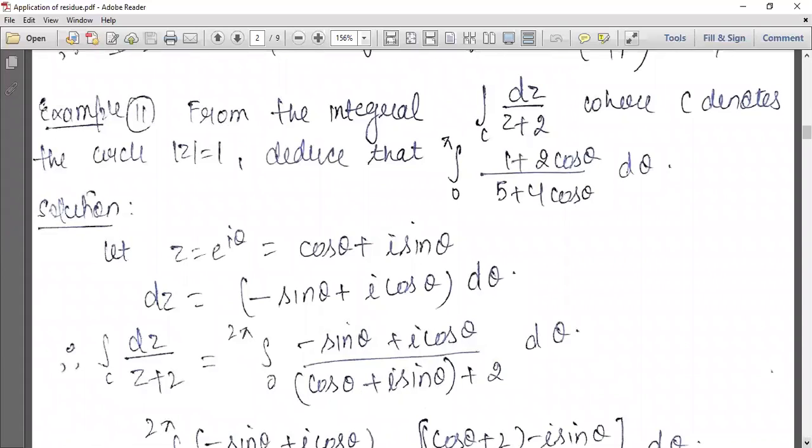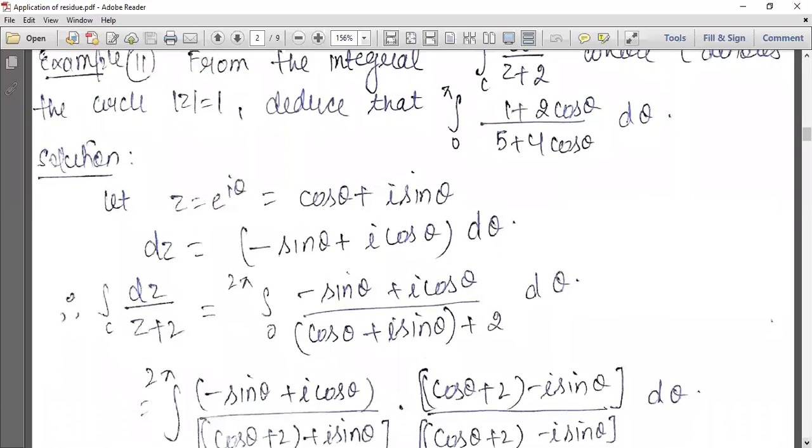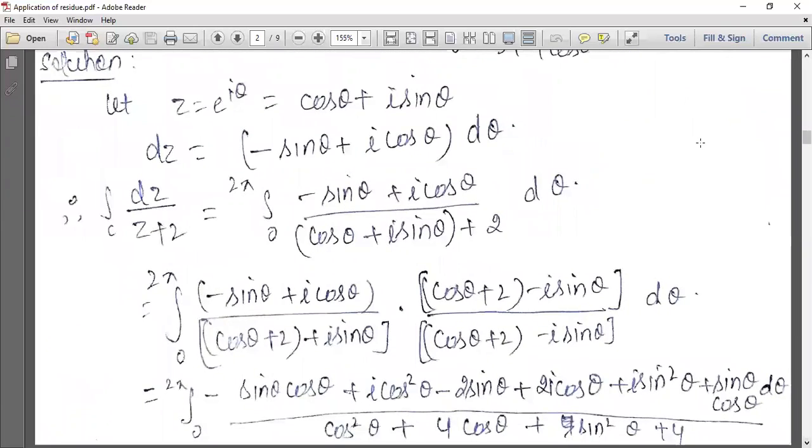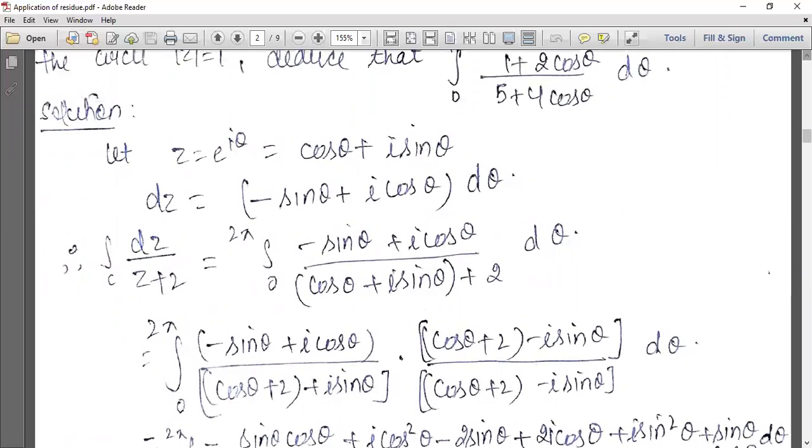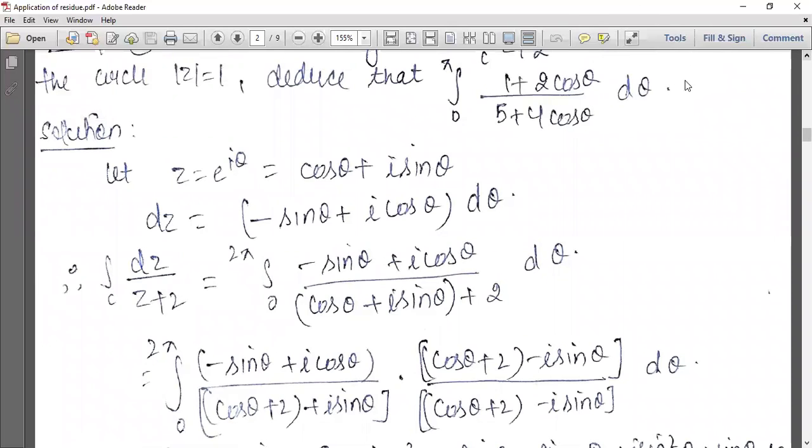My second example is from the integral over C of dz divided by z + 2, where C denotes the circle modulus z equal to 1. Deduce that the integral from 0 to pi of (1 + 2 cos theta) divided by (5 + 4 cos theta) d theta is 0. It's not visible, but here it's 0. This integral should be 0. So I will start with my solution.